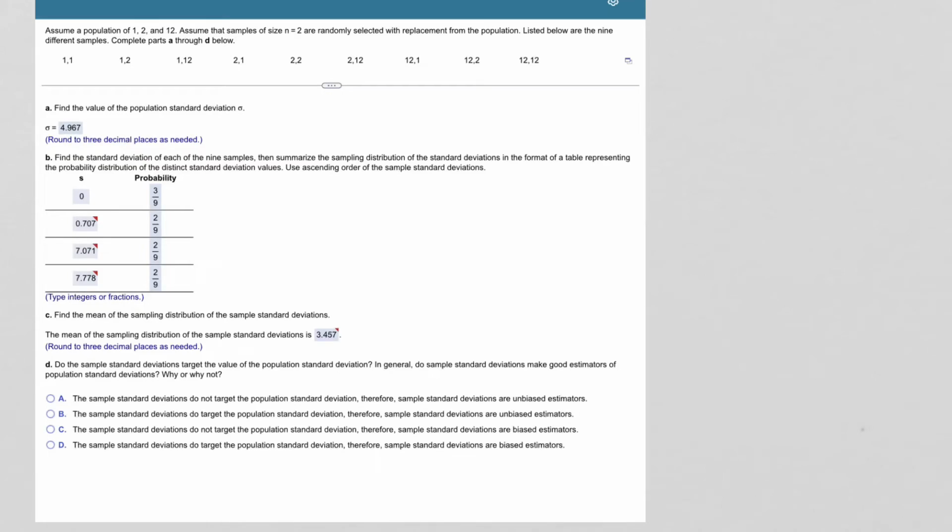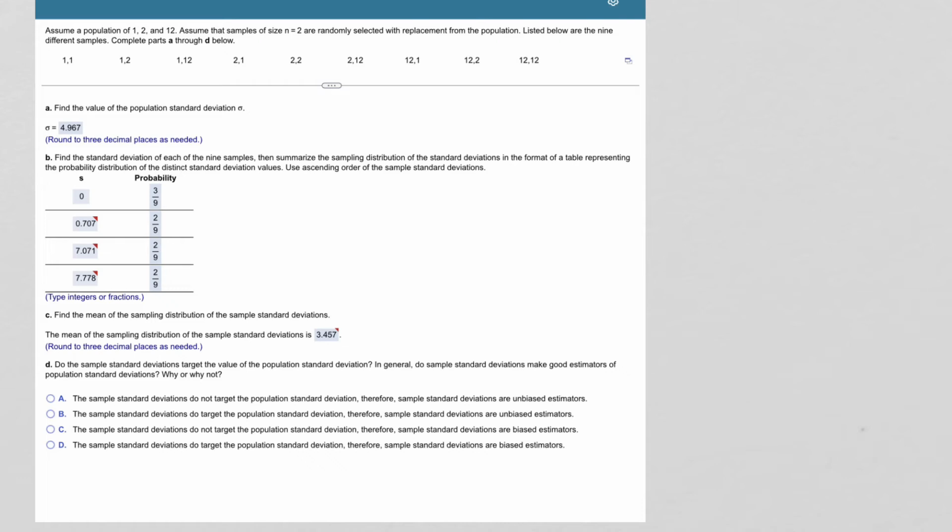In this problem, we have a population of 3 values, 1, 2, and 12, and we want to take samples of size 2 from that population, and those are going to be randomly selected with replacement. Now it says randomly selected, but we're actually going to select all the possible samples from the population, and those are listed below.